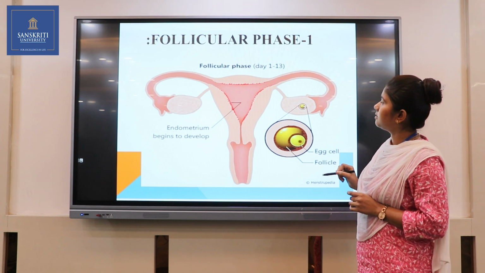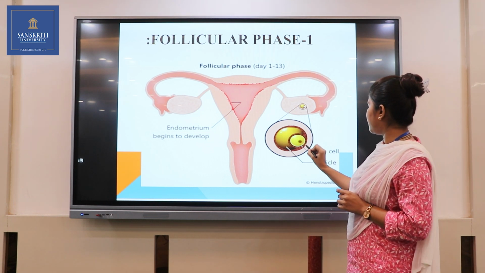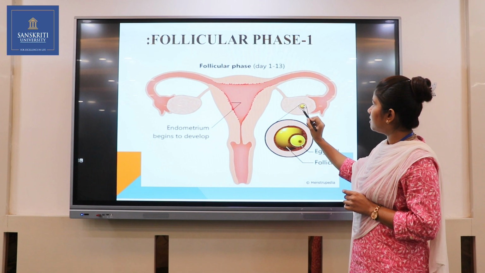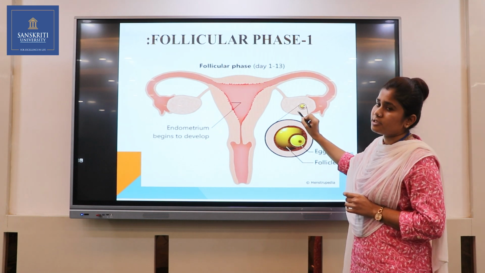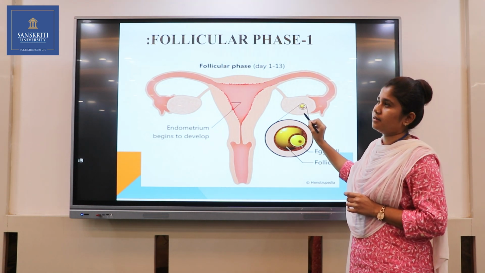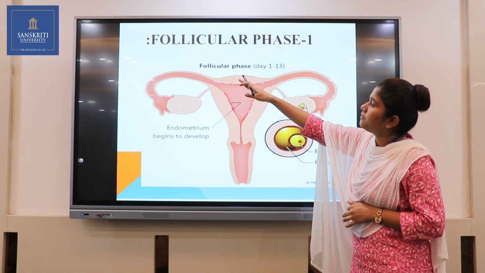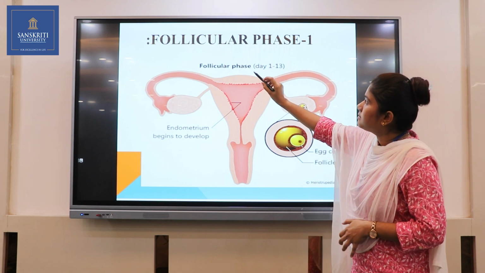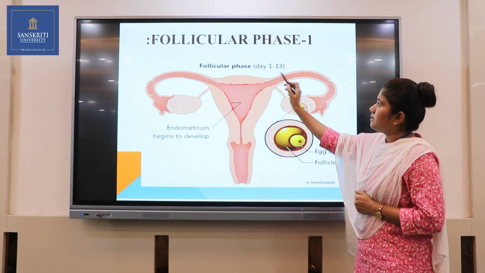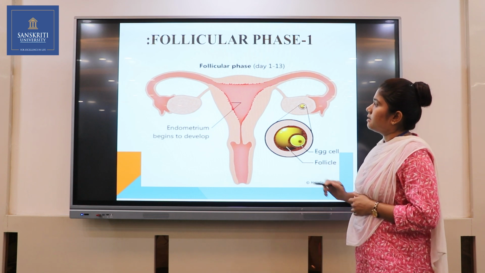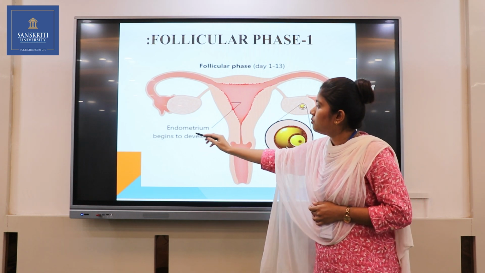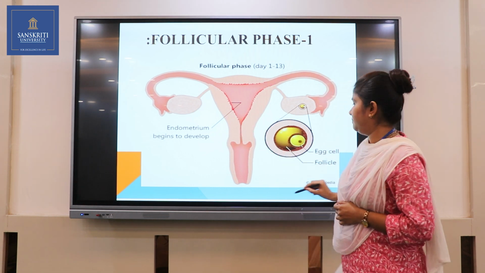So here you can see the egg cell is present. This is the ovary. Here the maturation of the follicles is present. As I told in the earlier slide, this is the follicular phase, that is 1 to 13 days. Here the uterine cavity changes, and the endometrium begins to develop.